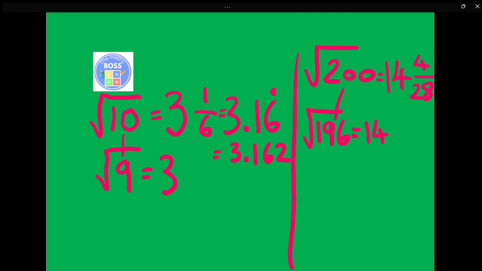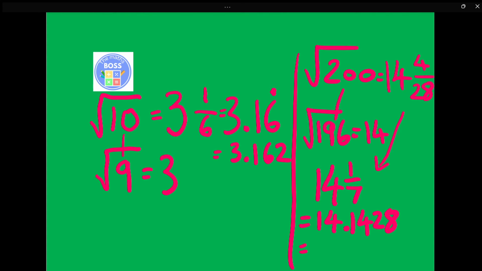Let's see if we can simplify this answer. If you simplify 14 whole ones and 4 over 28, we get 14 and 1/7. Written as a decimal, we should know that this number is 14.1428.